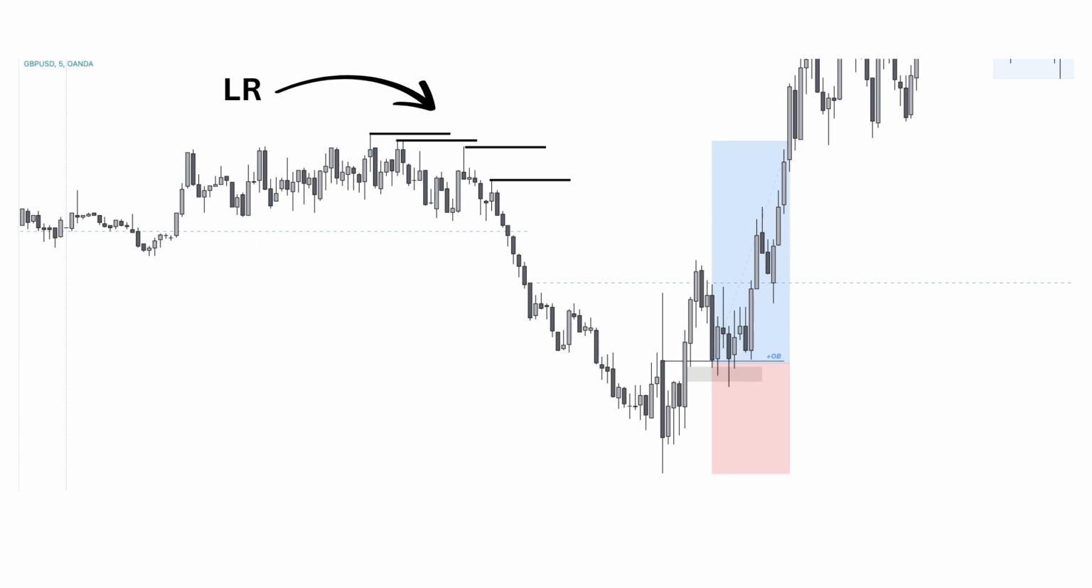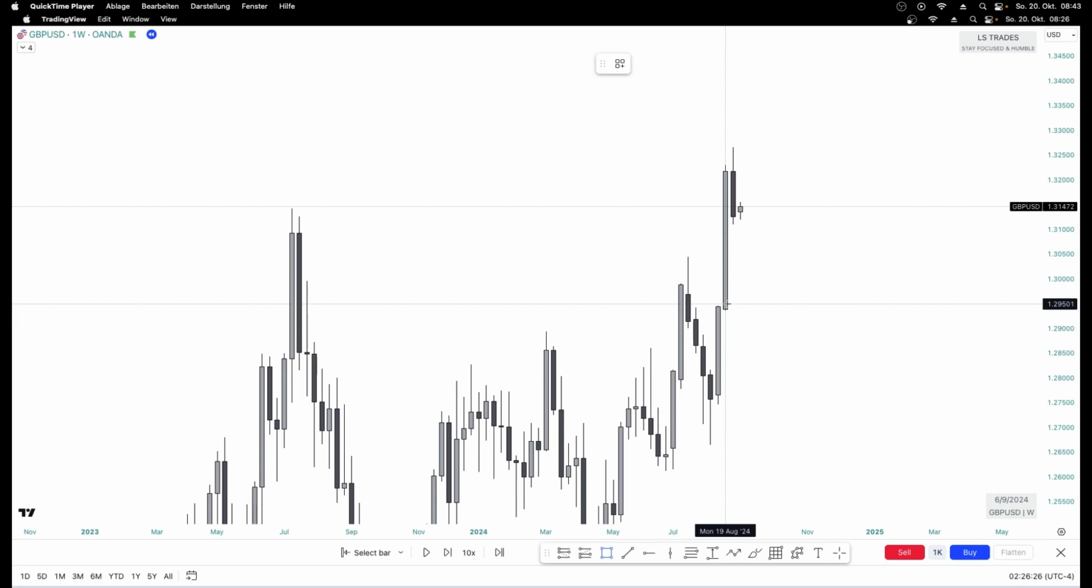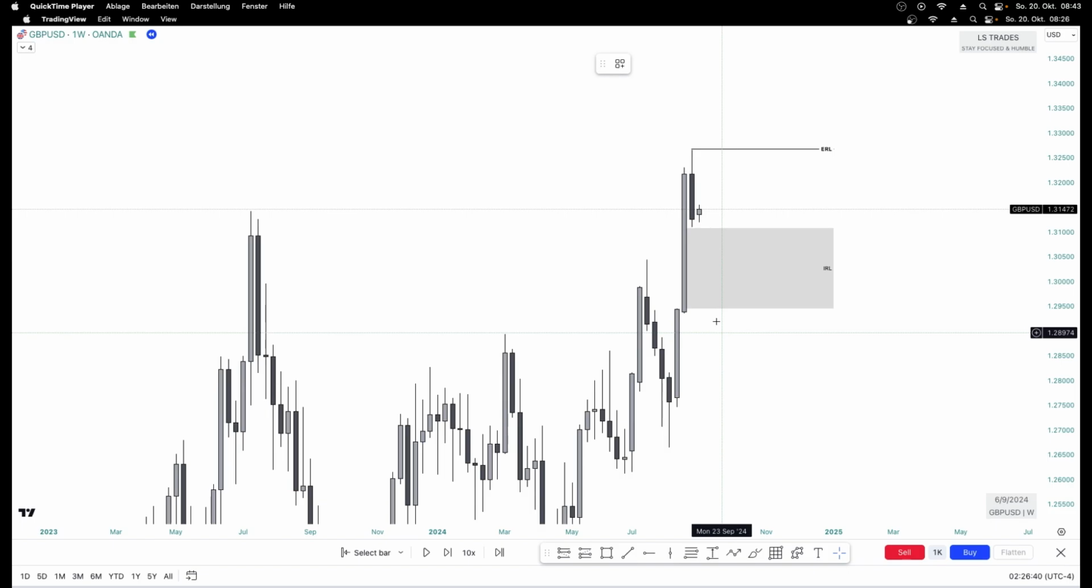I took this trade last week. It was GBP USD on, I think, Thursday. You see it easily smashed through all these low resistance levels on the left. So right now we are here on GU on the weekly chart. What can you see? So we have an internal range liquidity pool and external range liquidity pool.